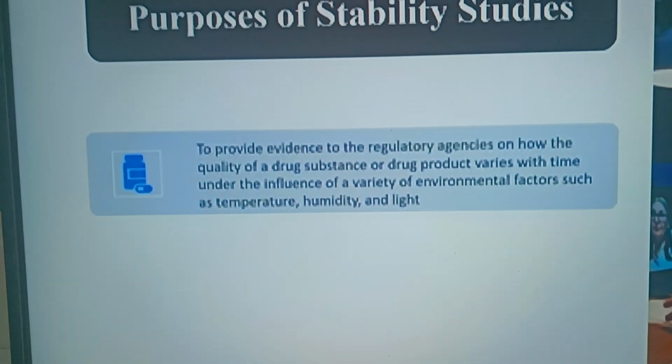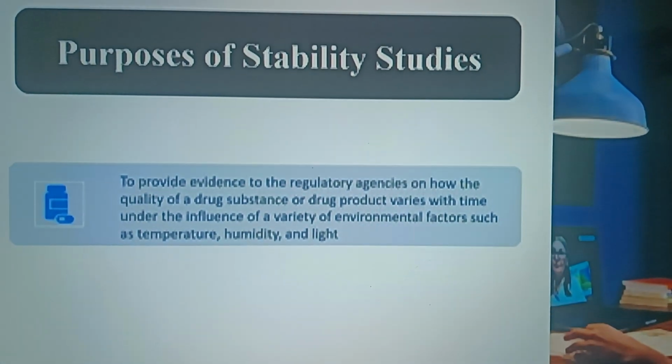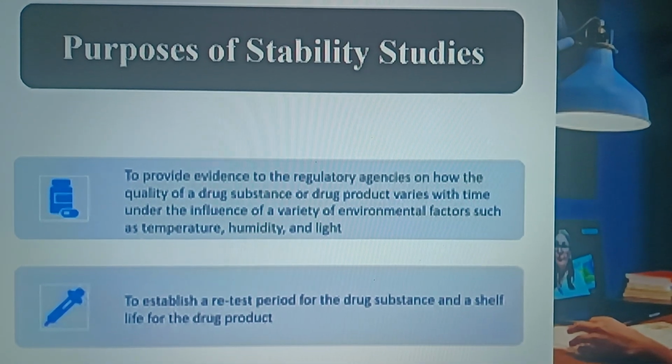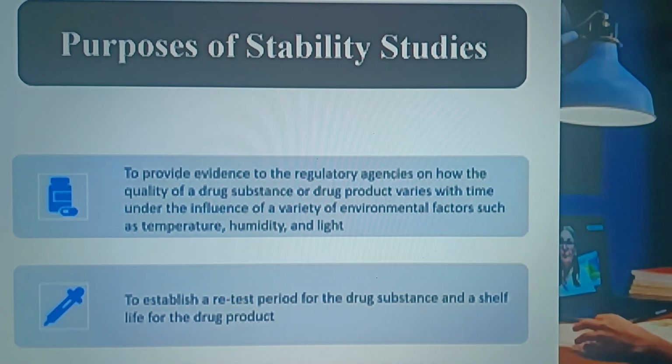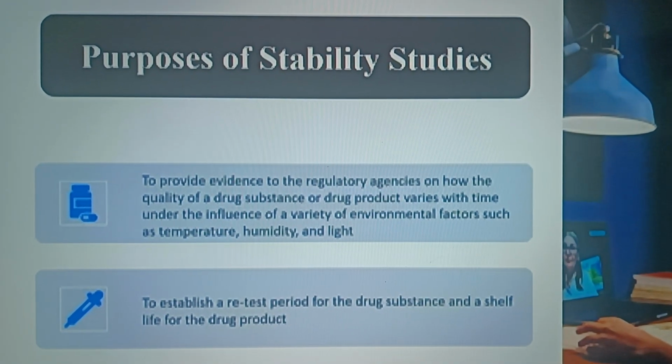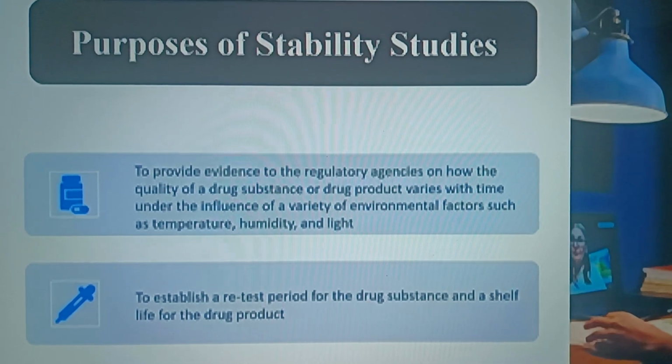Stable over time under the influence of temperature, humidity, and light. The second one, it helps to establish the retest period for a drug substance and a shelf life for a drug product. And finally, it helps to establish the recommended storage condition.